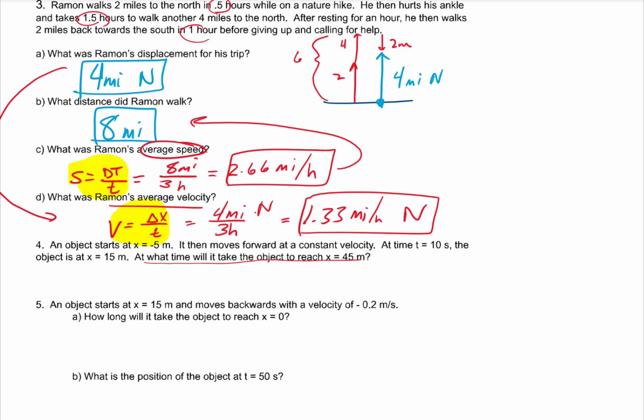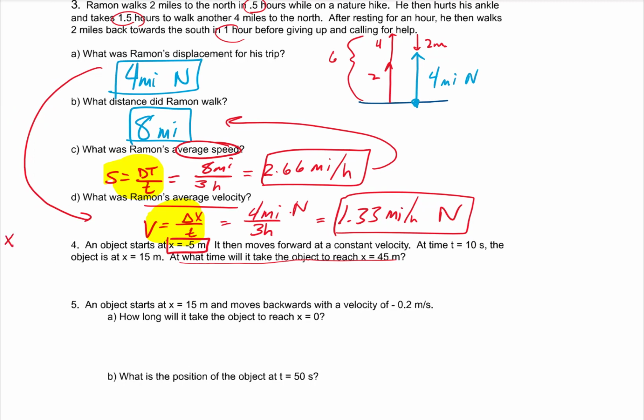So if we look at it, x is negative 5, so my initial position is negative 5 meters. At a time of 10 seconds, the object is at 15 meters. X final is 15 meters. If I want the velocity, it's going to be the change in displacement over the time. So if I go from negative 5 to 15, my displacement is positive 20 meters over 10 seconds. So 2 meters per second.